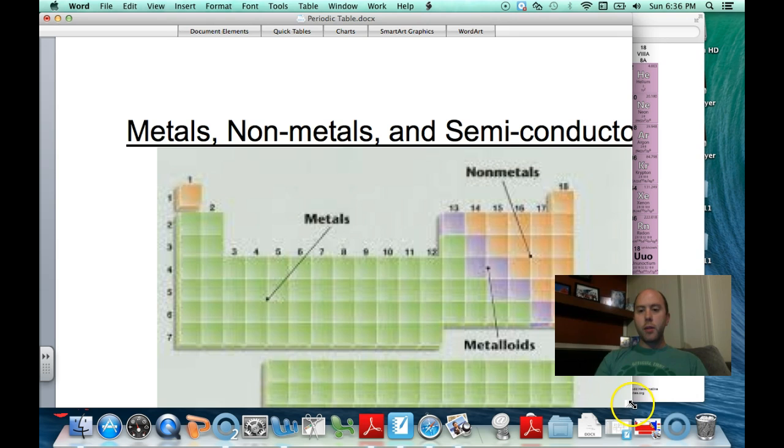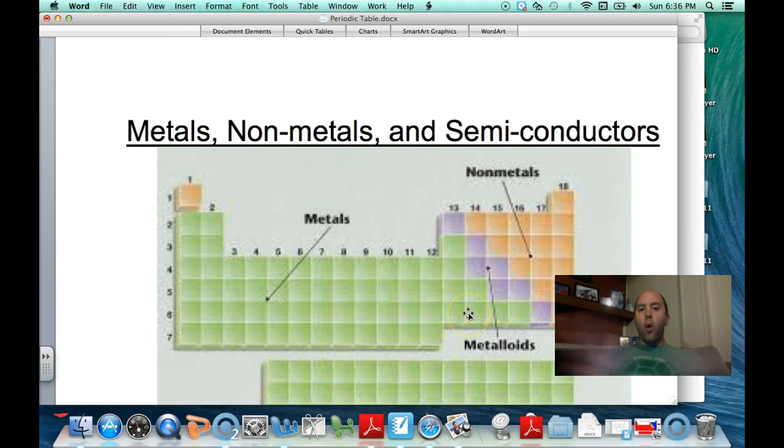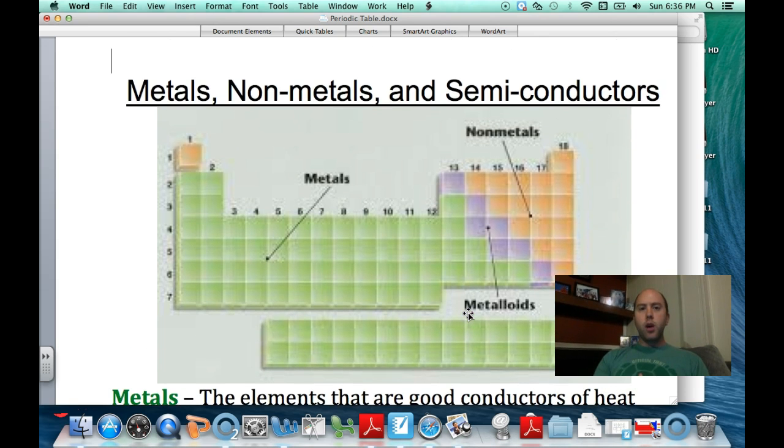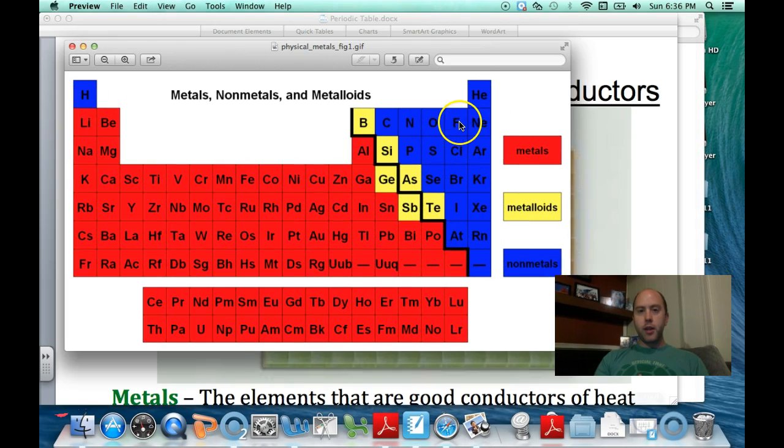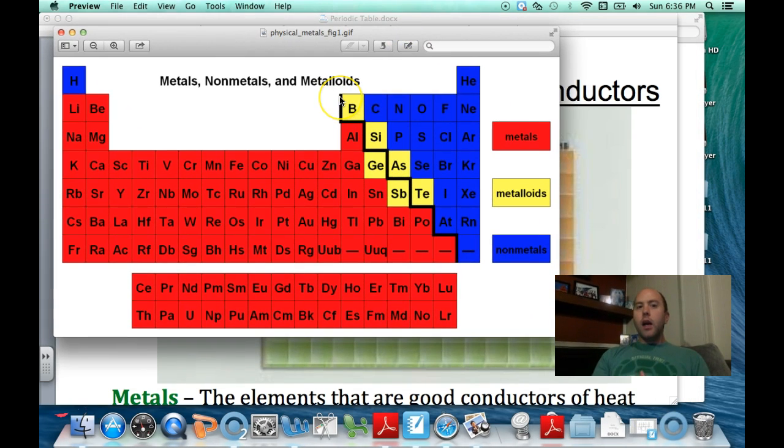Okay, let's talk about where the metals, nonmetals, and semiconductors are. I'll use this periodic table to show this. On many periodic tables, there's a dark, printed, staircase-looking zigzag. It starts right here. If you follow my mouse cursor, you can see it. This is the boundary between the metals and the nonmetals. All the elements that are in red are metals. So basically, any element to the left of this staircase, with the exception of hydrogen, are metals.